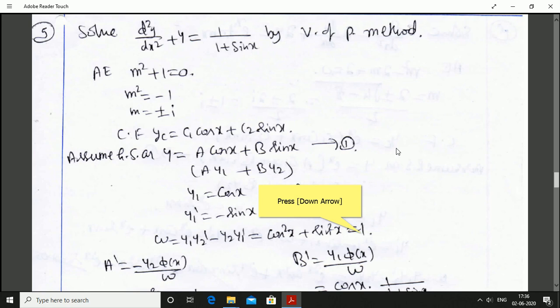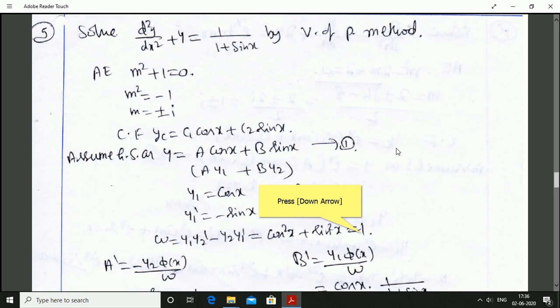Here the auxiliary equation is m square plus 1 is equal to 0. M square is equal to minus 1 or m is equal to plus or minus i. Complementary function yc is equal to c1 cos x plus c2 sin x. Assume general solution in the form y is equal to a cos x plus b sin x. That assumed solution is of the form a into y1 plus b into y2 with y1 is equal to cos x, y2 is equal to sin x. y1 dash is minus sin x, y2 dash is cos x.